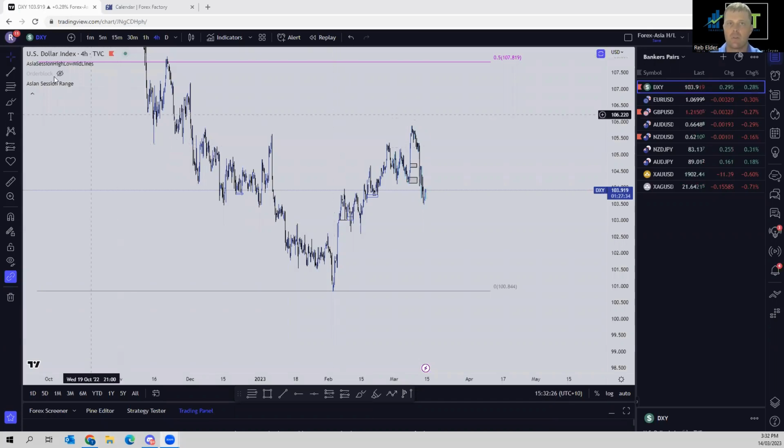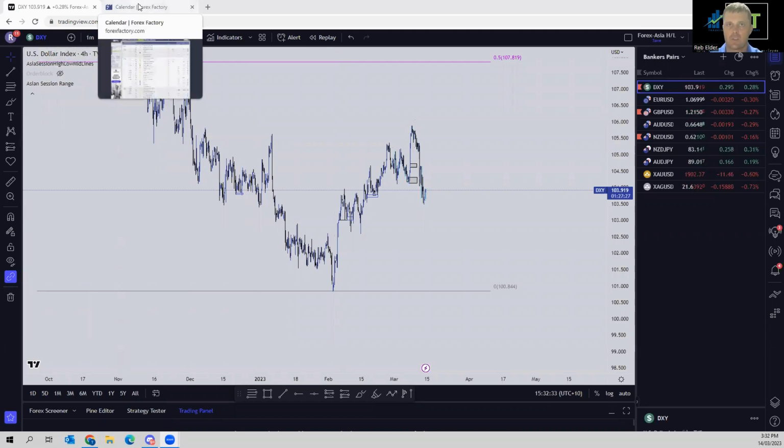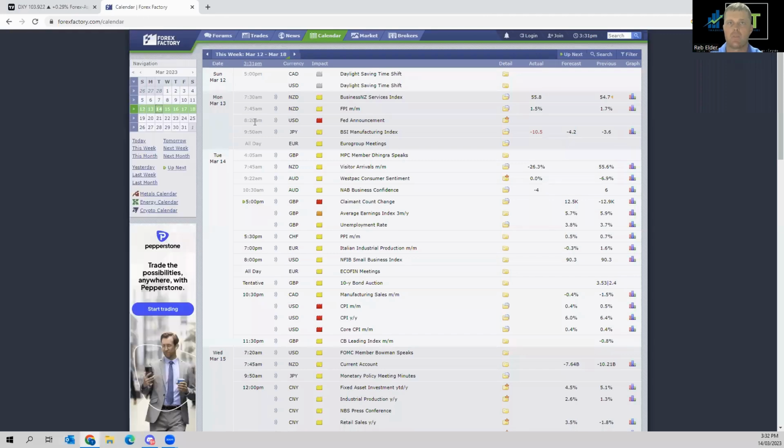Today we're going to cover all the usuals: the dollar currency index, the Euro USD and the GBP USD pairs. Firstly, we'll jump over to the economic calendar here and have a bit of a look.